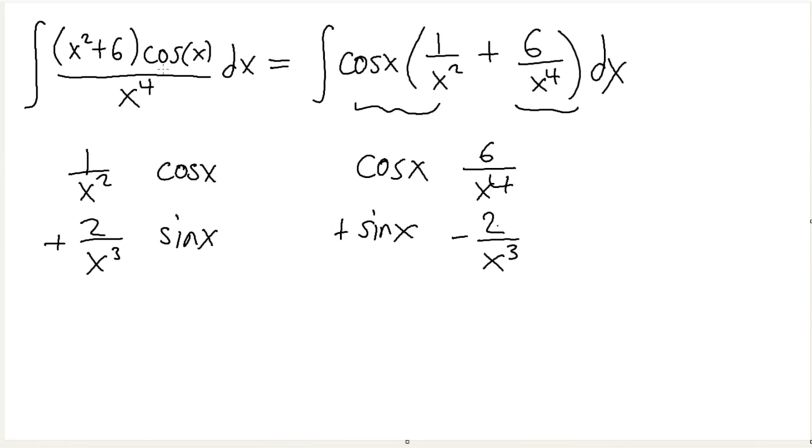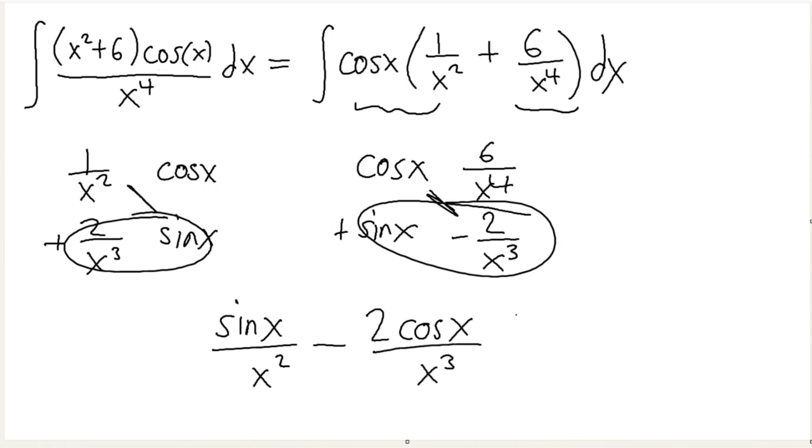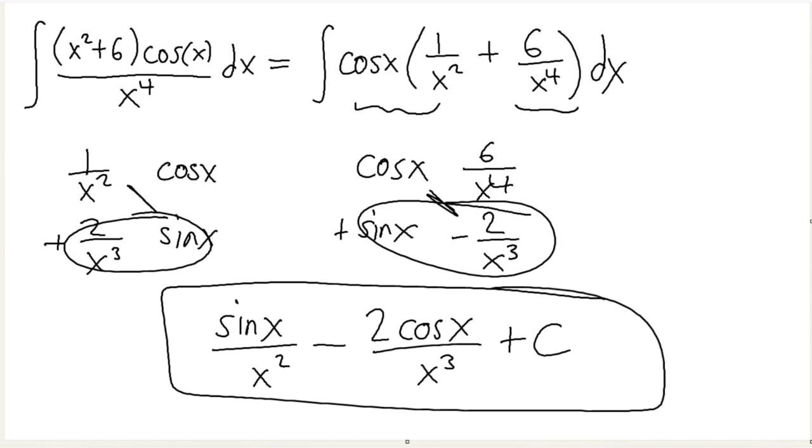And would you look at that? This and this cancel out. So our answer is this and this. So now we go ahead and write our answer. This is just sine of x over x squared minus 2 cosine of x over x cubed plus c. And there you have it. That was our last integral for this section.